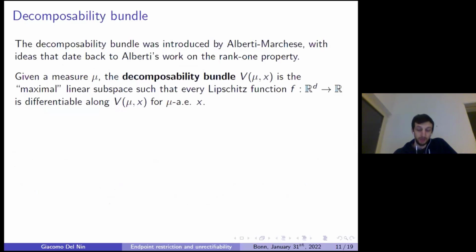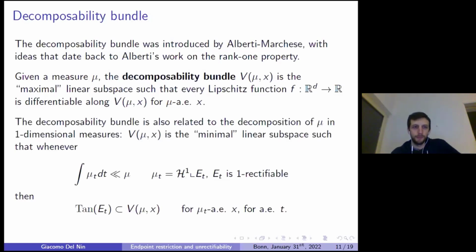The decomposability bundle assigns at mu almost every point x a subspace V of mu x, which is the maximal, in a way, linear subspace, such that if we take any Lipschitz function from Rd to R, then this function is differentiable along this subspace V mu x for mu almost every x. So it's a distribution of planes of different dimensions defined for mu almost every point.